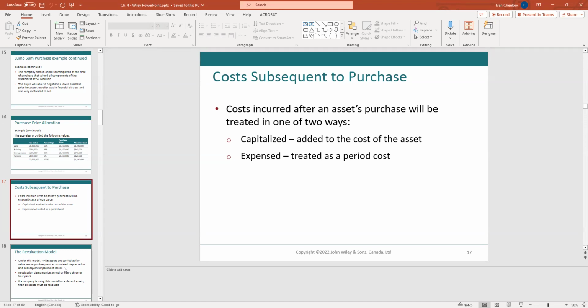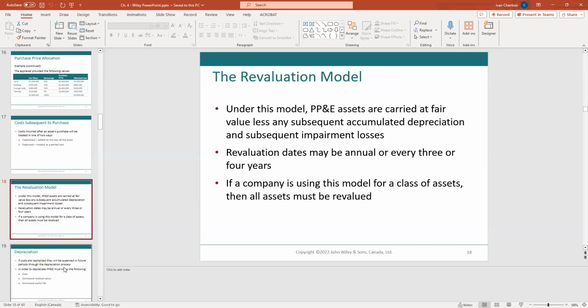Which are the expenses that we're going to treat as an expense and as a period cost? That will be anything related to maintenance of the assets for the intended purpose.